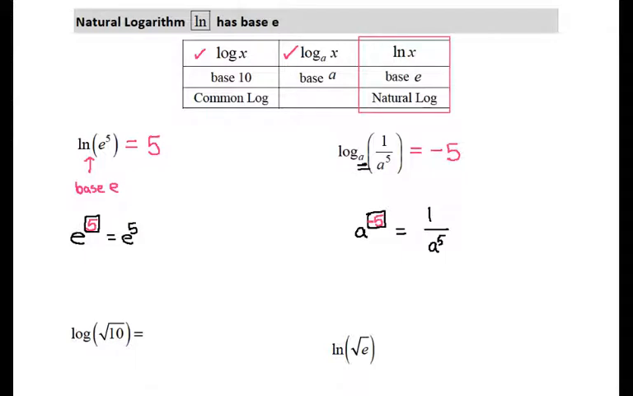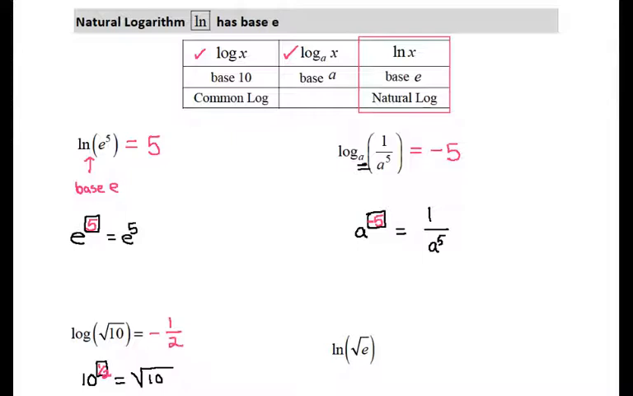Looking at 2 more examples now, we have log of the square root of 10. Again, we don't see a subscript written, so this is an implied base 10. And we can say 10 to what power would give me the square root of 10? This is where we have to remember our rational powers, rational exponents. The square root is the same as the power 1/2. So I know that that log has got to equal 1/2.